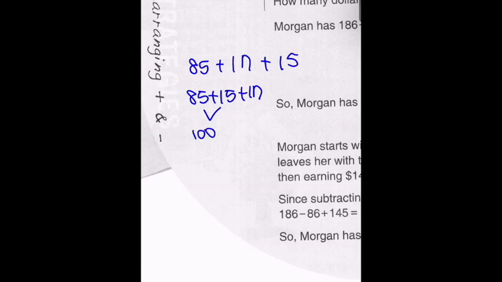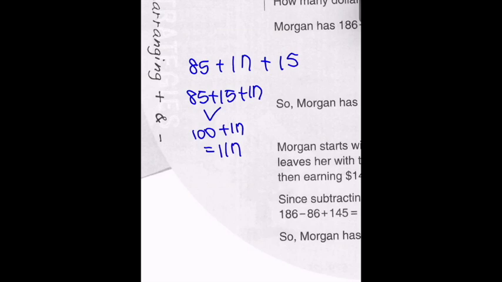So for example, if we have 85 plus 17 plus 15, of course, we can do 85 plus 17 and then add 15 to that, but it could be much easier if we rearrange so that we get 85 plus 15 plus 17. Because when we do these two first, we know that these two add up to 100, and so 100 plus 17 will automatically give us 117.